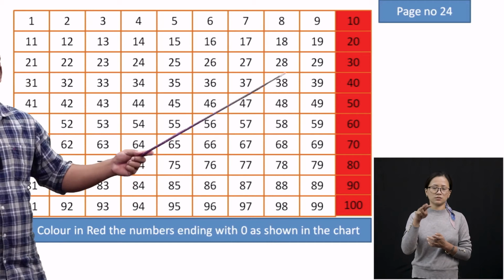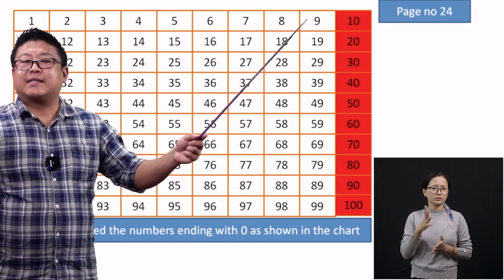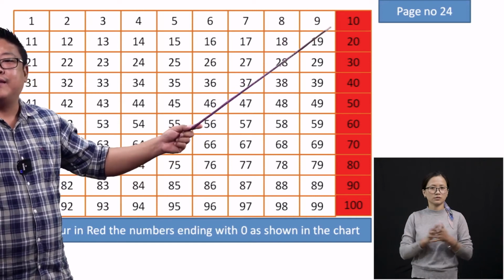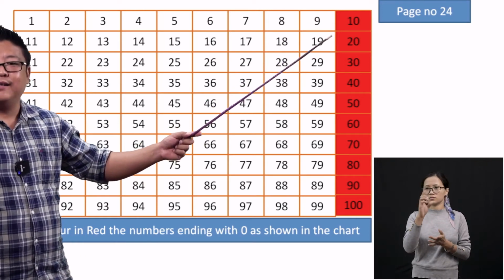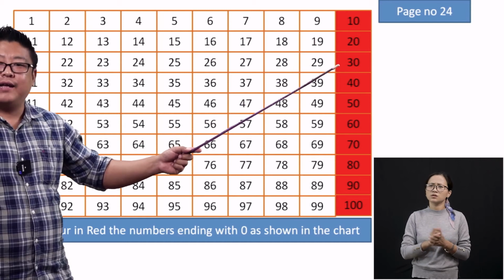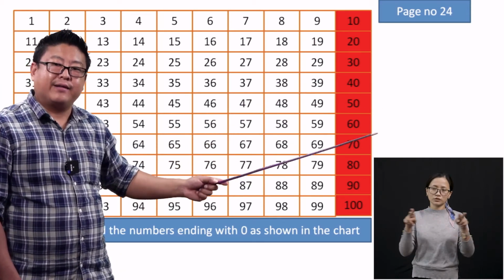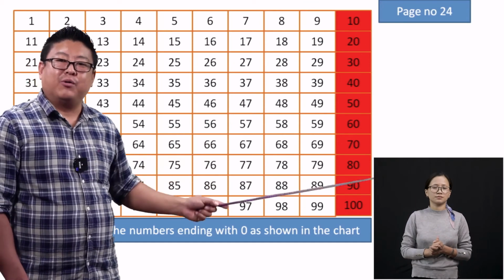Okay, so this is nothing but skip counting by 10, because the difference between 10 and 20 is 10, 20 and 30 again 10, 30 and 40 likewise. All right, so they have a difference of 10, 10, 10, 10, so we call it skip counting by 10.